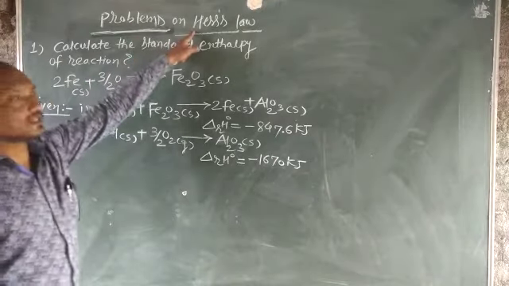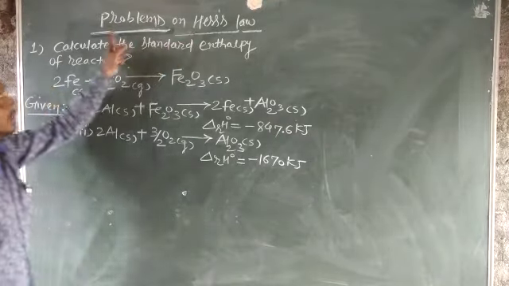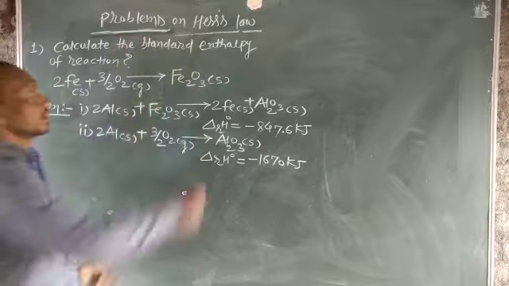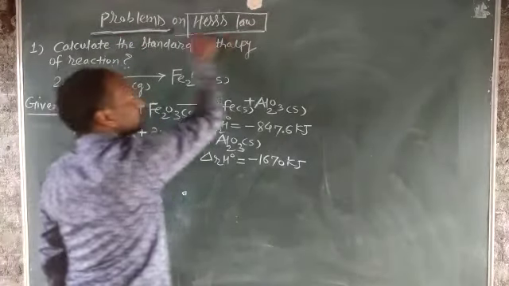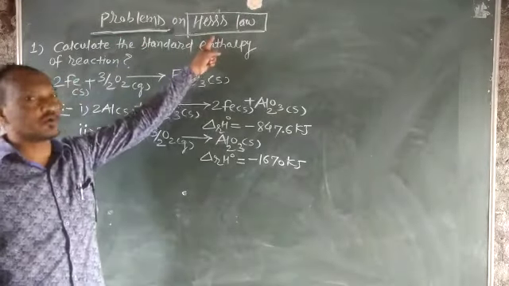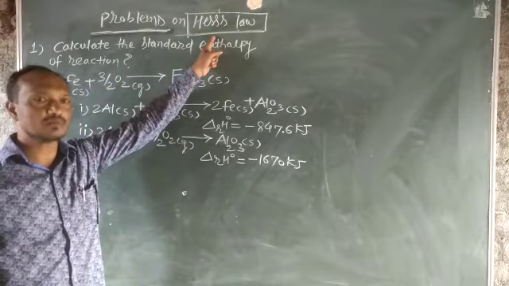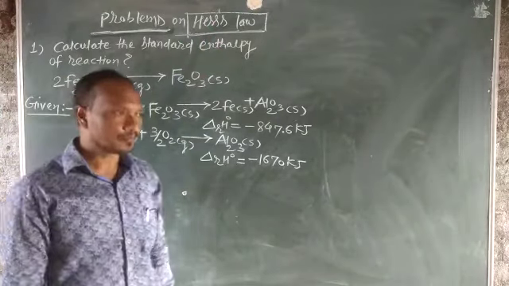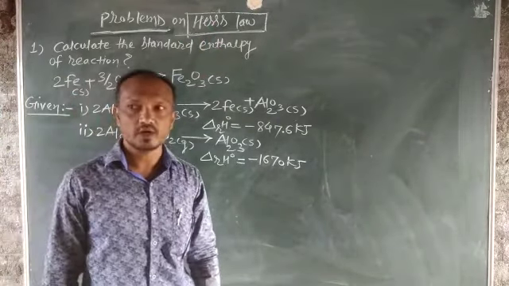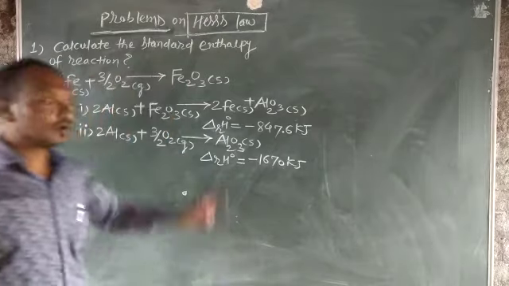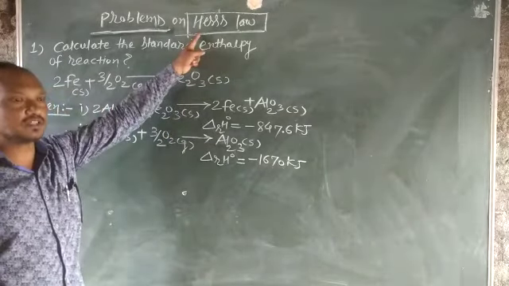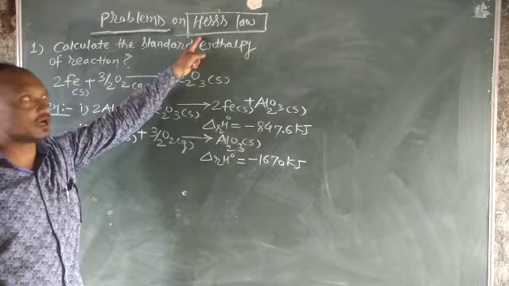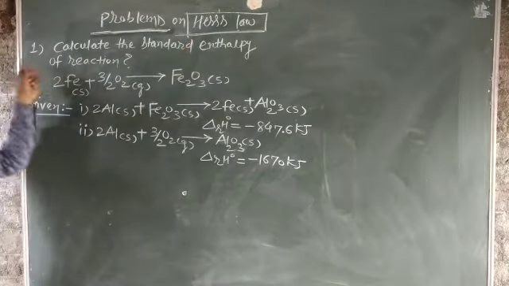Yesterday we have seen the Hess law. Today we will see the problems on Hess law. What is Hess law? The enthalpy change of overall reaction is the sum of the enthalpies of individual steps. Yesterday we have seen the enthalpy change of overall reaction is always equal to the sum of the enthalpies of individual steps. So this is the question now.